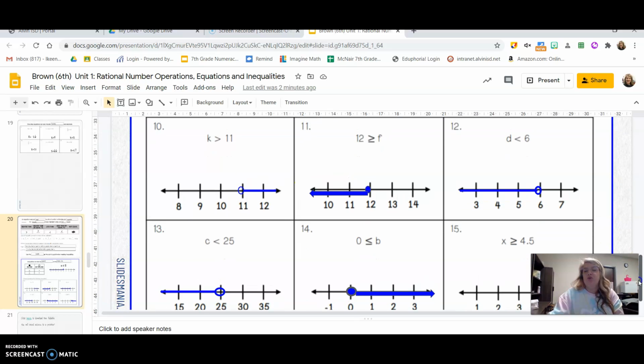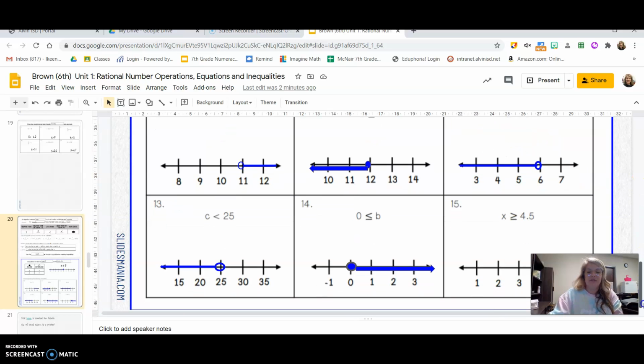Okay, so for number 12, D is less than 6. It gets an open circle on the 6, and everything to the left of 6 would complete this inequality. Anything less than 6. All right, 13. C is less than 25. So 25 gets that open circle. It's not included, and anything to the left of 25 that is smaller than 25 is included as a solution to this inequality.